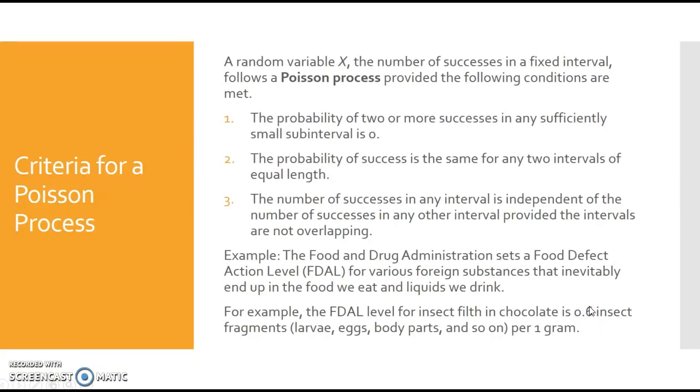It could be 0.6 in this 1 gram of chocolate. It could be 0.6 in this next gram of chocolate. But they're not dependent on each other either. Those grams of chocolate don't overlap. We measure gram by gram, and the amount of bugs in this one does not determine the amount of bugs in the next one. Sorry for the kind of gross example.